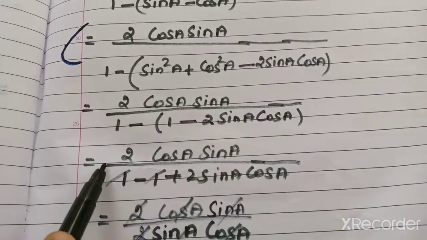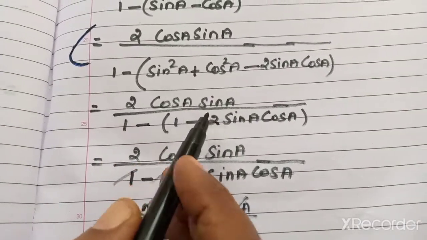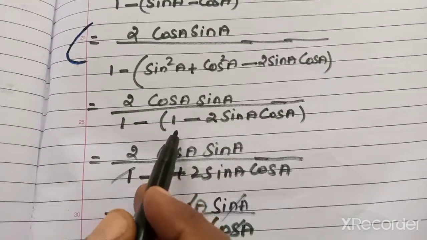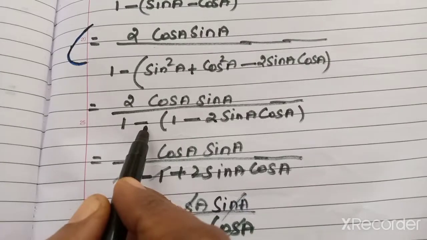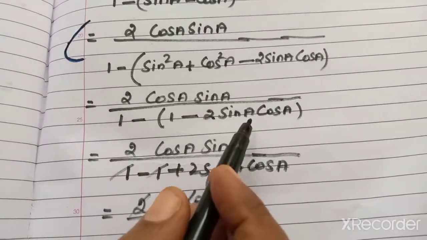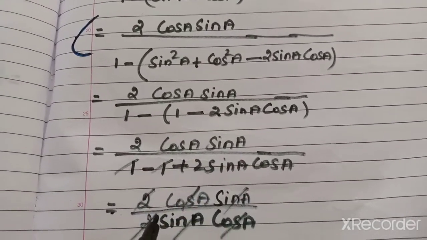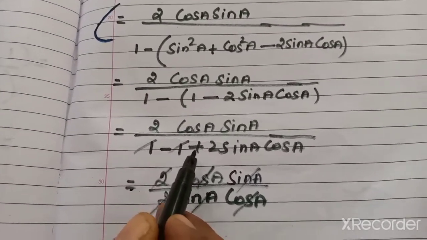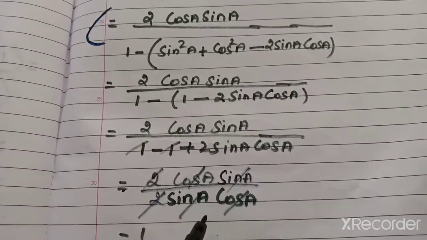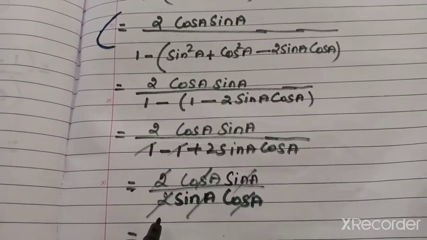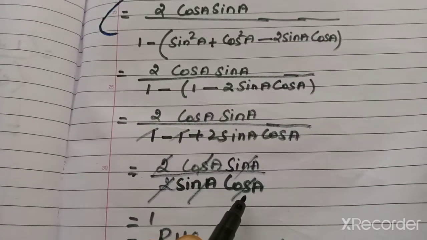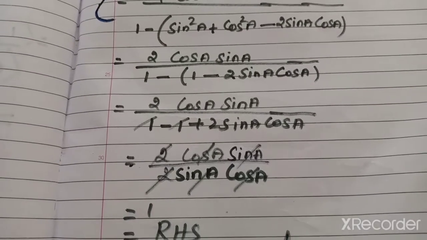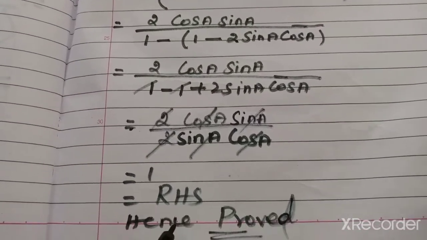Which is equal to 2 cos A sin A divided by 1 with the minus, let us multiply these 2 terms, so minus 1, here minus into minus plus 2 sin A cos A, which is equal to 2 cos A sin A divided by, here 1 minus 1 is 0, remaining here we have 2 sin A cos A. Here 2 can be cancelled, cos A can be cancelled, sin A can be cancelled, so 1 is there, which is equal to 1, which is equal to RHS, hence proved. Okay, thank you.